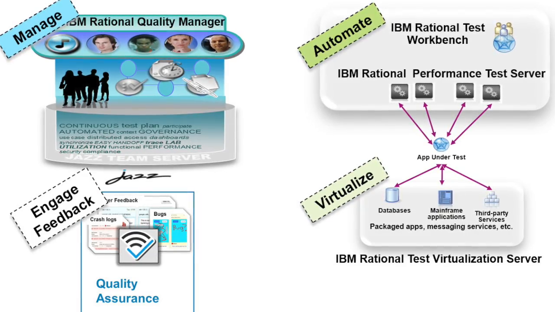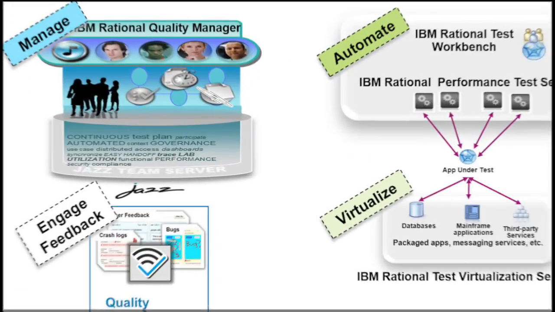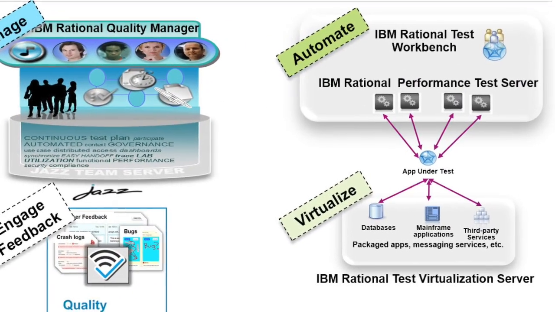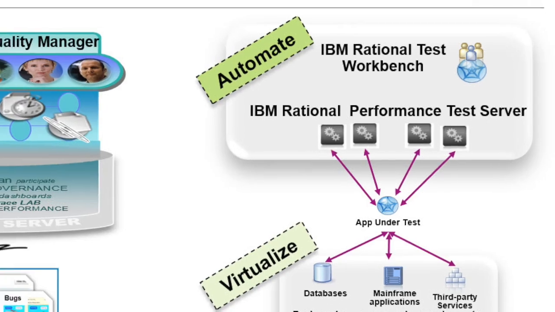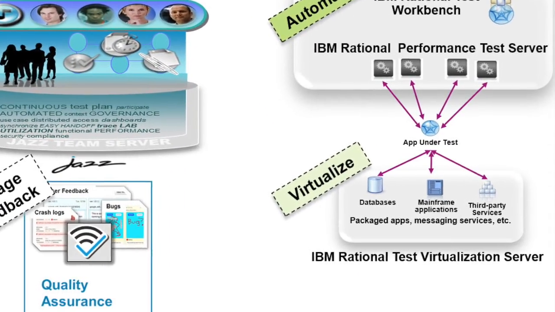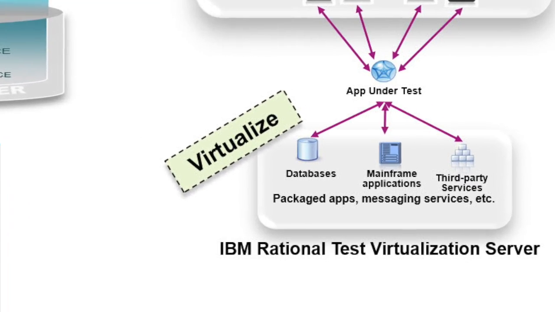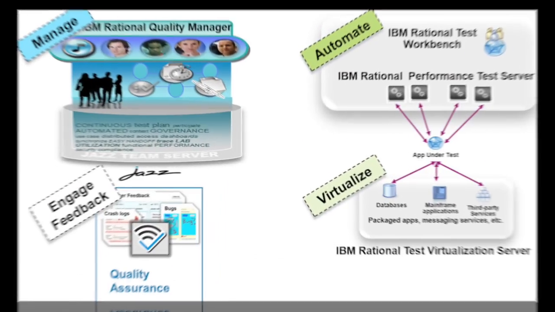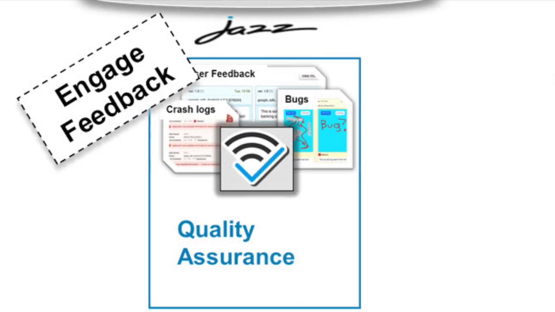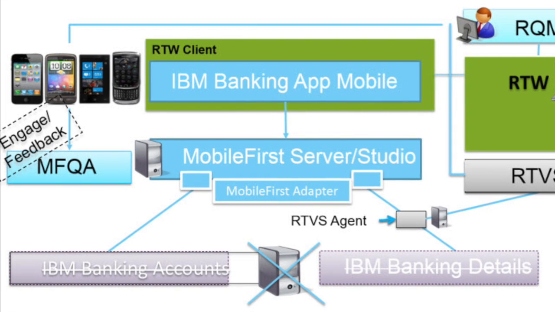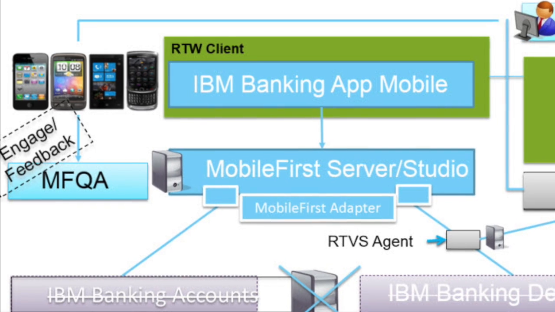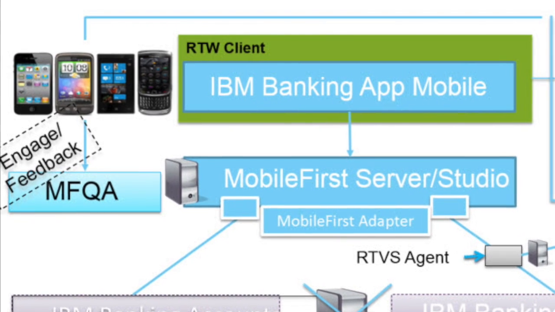The following areas are related to mobile testing. This is test management, to manage the concrete test automation on the mobile device, automate, and service virtualization to virtualize backends and engage feedback in an early stage. In this video, I will focus on mobile-first quality assurance to engage feedback in an early stage.